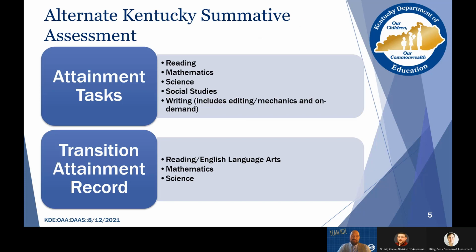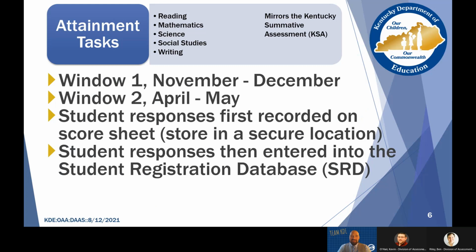The Kentucky alternate assessment is made up of two assessment types: the Kentucky Summative Assessment Attainment Task, or the AT, and the Transition Attainment Record, or the TAR, are their acronyms. Attainment tasks are administered this year to students in grades 3 through 11 in reading, mathematics, writing, and the writing includes on-demand writing and editing mechanics, science, and social studies, depending on which content is assessed at that specific grade range. We will actually look at those required areas in slides 9, 10, and 11. Attainment tasks are actually picture-based, multiple choice assessments, fully scripted and read by the test administrator.